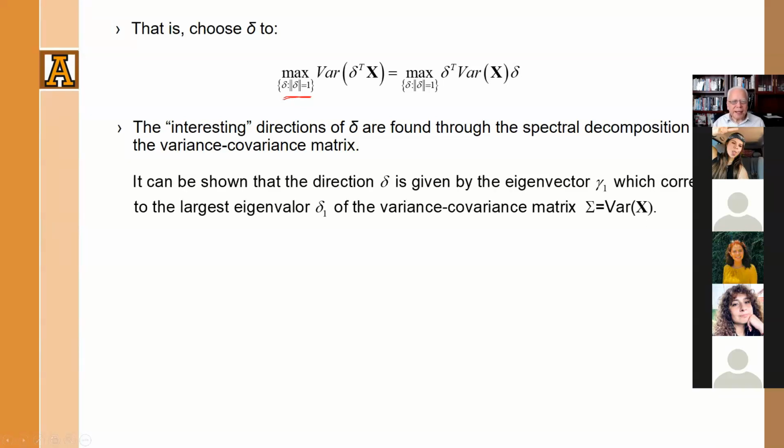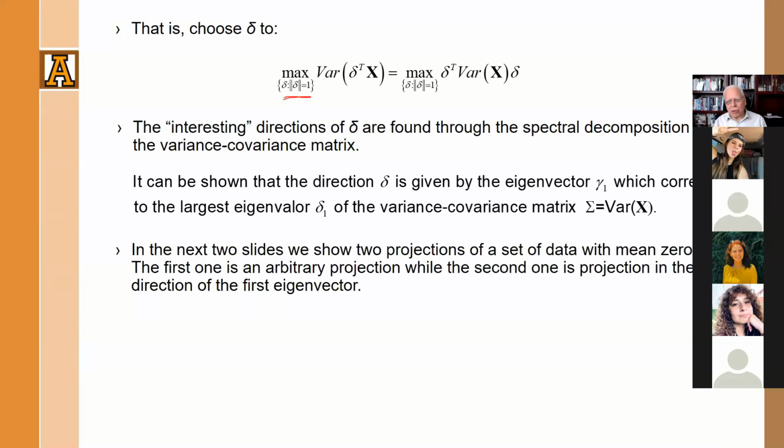Now, it can be shown that the direction delta is given by the first eigenvector gamma 1, which corresponds to the largest eigenvalue delta 1. Okay, so when we maximize that, it can be shown that the direction of delta corresponds to the direction of the first eigenvector, and the first eigenvector is the one that corresponds to the largest eigenvalue of the variance covariance matrix, sigma. Okay.